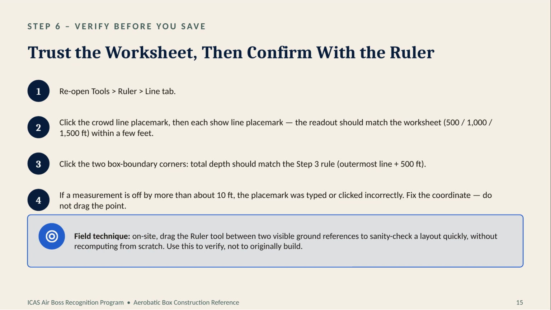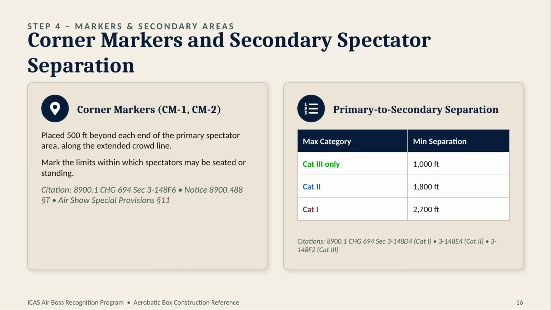Let's go back and expand on the corner markers you saw placed in Step 4, and again on the Moffett Field example. CM1 and CM2 are placed 500 feet beyond each end of the primary spectator area, along the extended line of the crowd line.